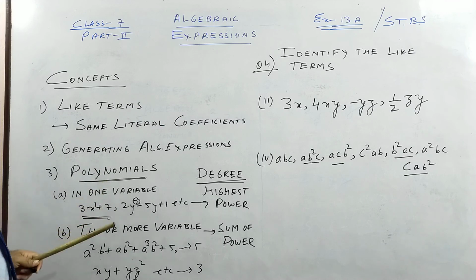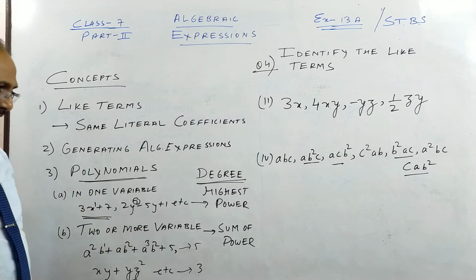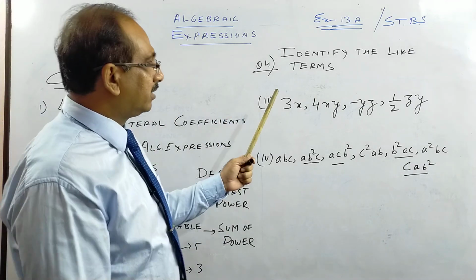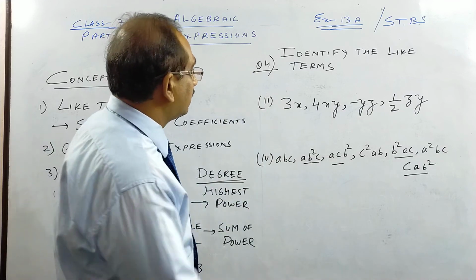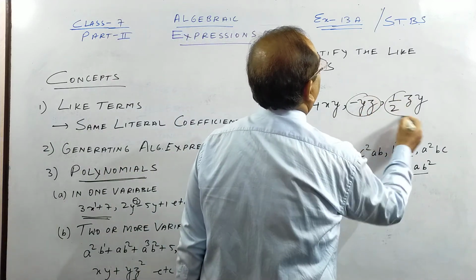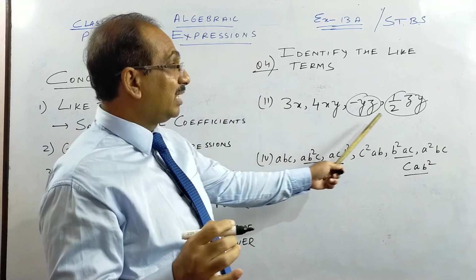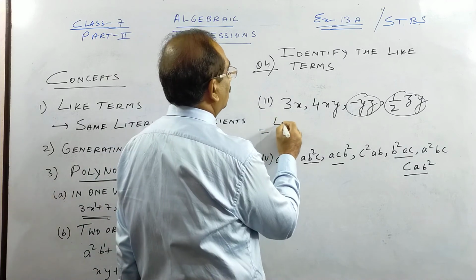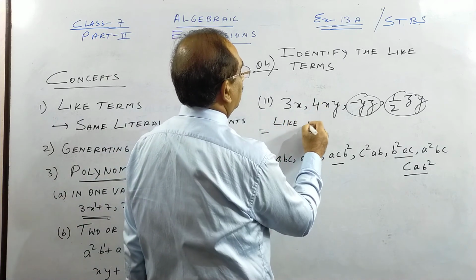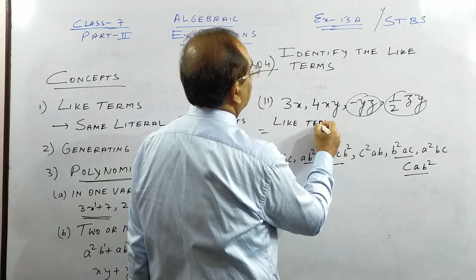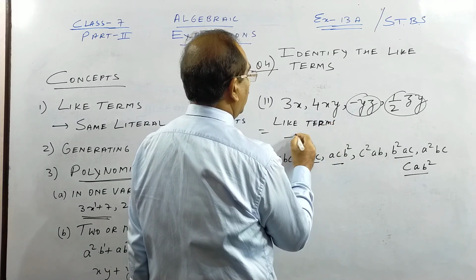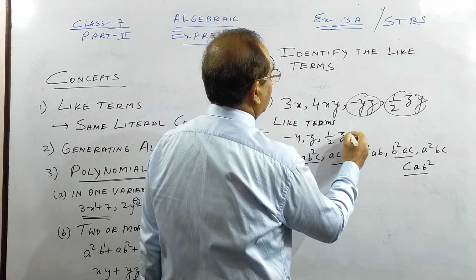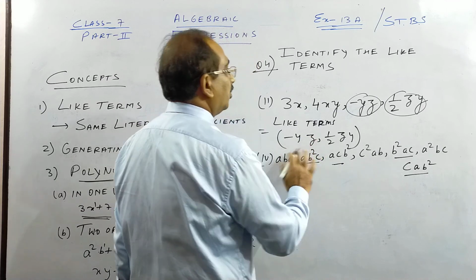So here we had the concept of polynomial in one variable and 2 or more variables. Then we have a concept called degree. Now we have to identify the like terms. I think you had this in class 6 also. These two are like terms because they have the same literal coefficients. So I will group them. Like terms are these: minus yz, I can put in a bracket, and half zy. As I told you, order is not important.